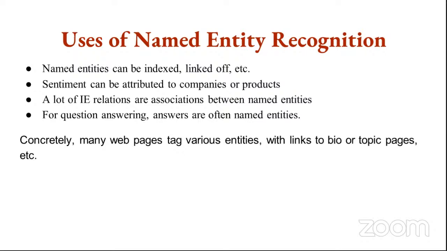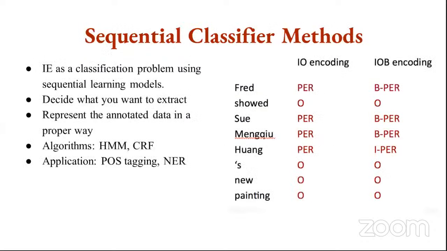Concretely, many web pages tag various entities with links to bio or topic pages, etc. So this is an example of a sequential classification model. For named entity recognition, there are two types of tagging possible. One is called IO, inside-outside tagging encoding, and the other is IOB, inside-outside-beginning. An entity could be of multiple words, like Sriparna Saha. Sriparna Saha is a person name. Sriparna is the first name and Saha is the last name. So you can see the person name has multiple words. There are several entities which consist of multiple words.